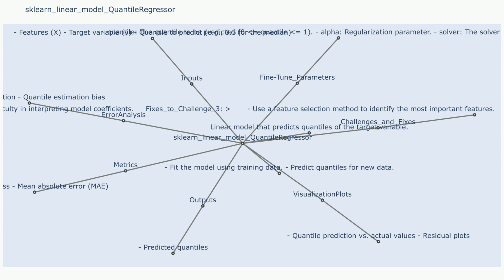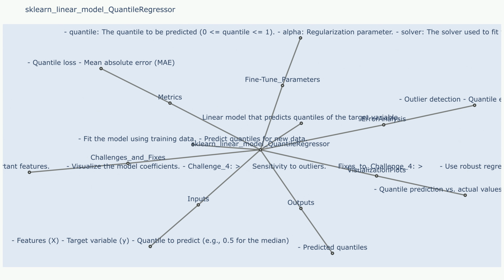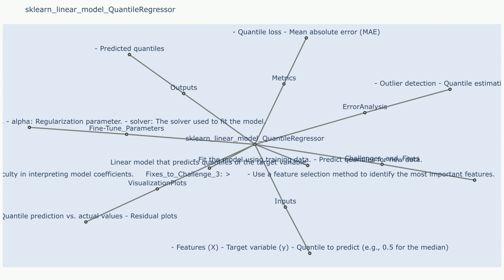Challenges and fixes: Challenge 1: overfitting to the training data. Sample use case that resulted in challenge 1: when the training data is small or noisy, the model may overfit, leading to poor generalization performance on unseen data. Fixes to challenge 1: increase the regularization strength, higher alpha, or use a different solver that is less prone to overfitting.